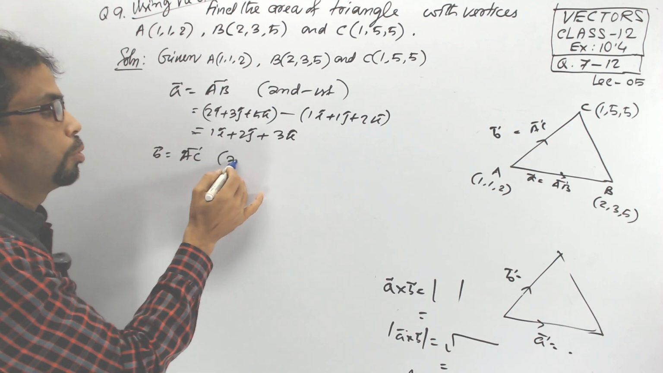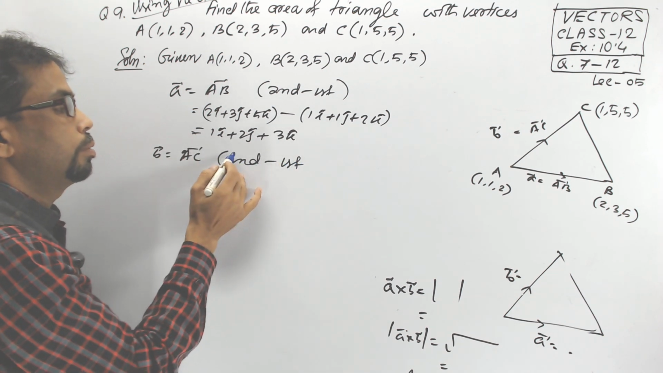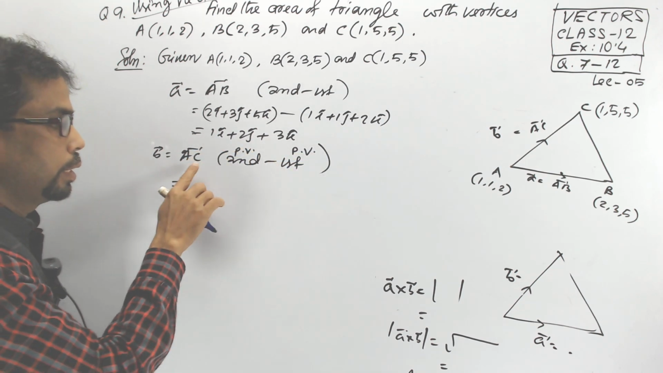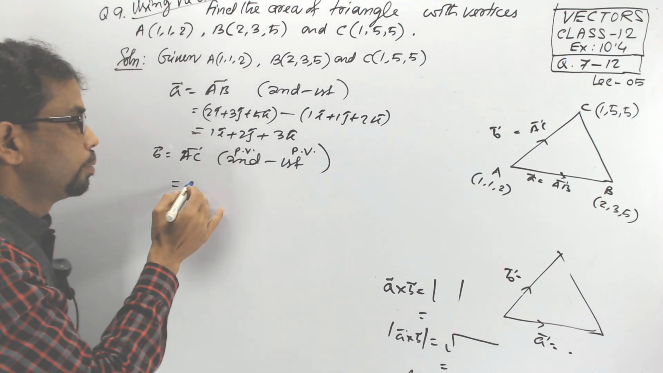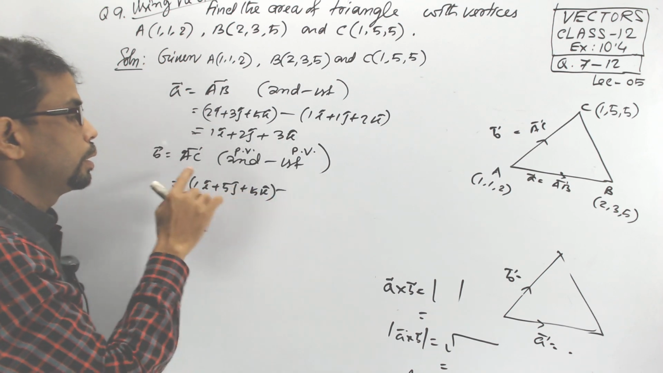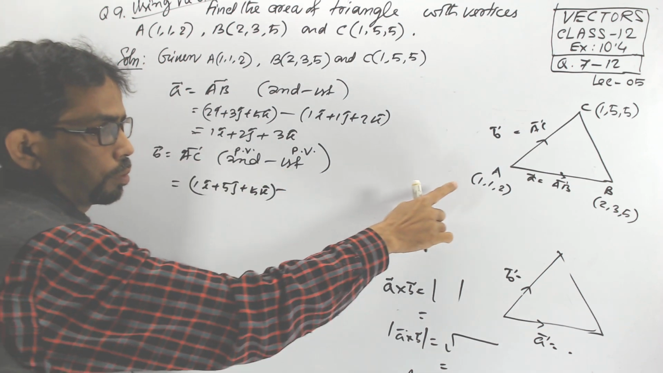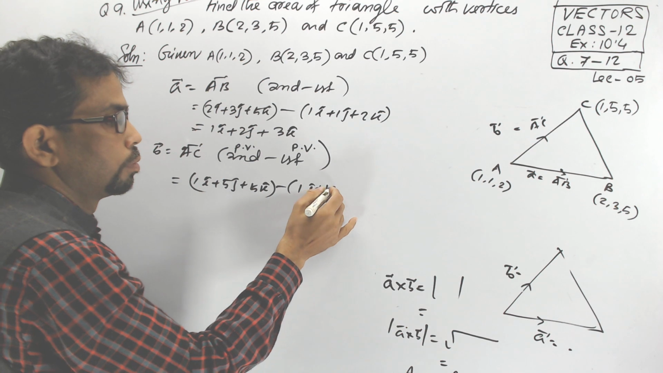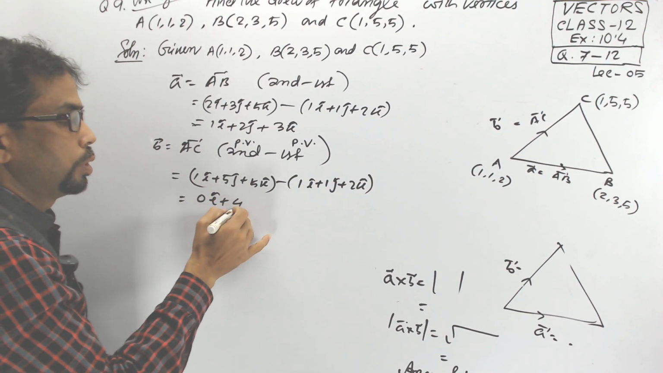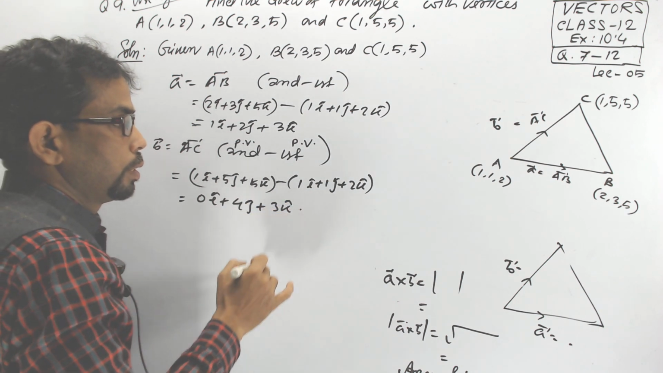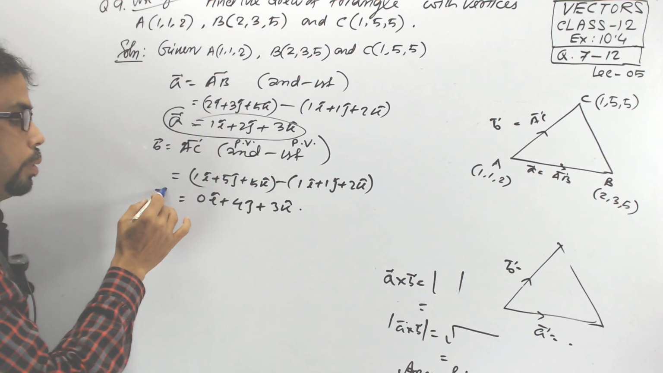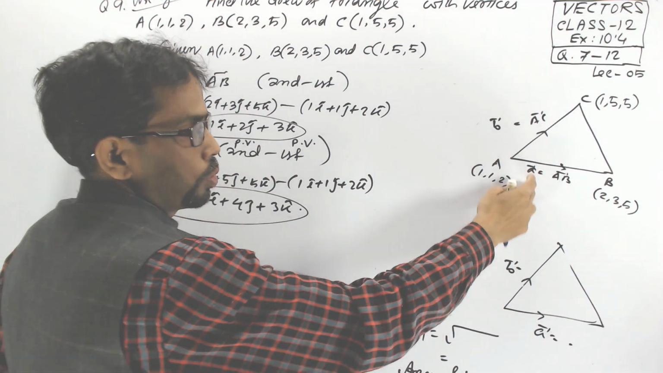The same concept: position vector of second minus position vector of first. Here C is second, 1, 5, 5, minus A is first, 1, 1, 2, then it is 0i, 4j and 3k. So I have got vector A, and then vector B, which are representing the two sides of the triangle.